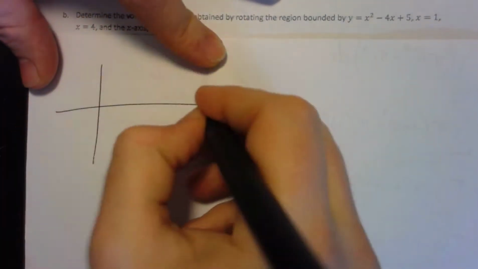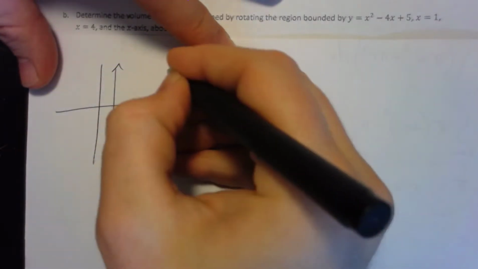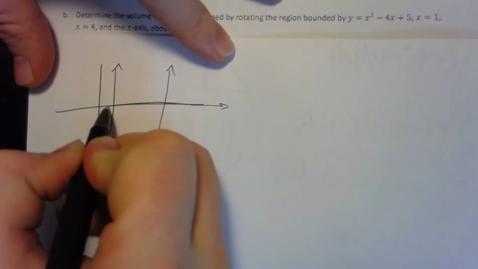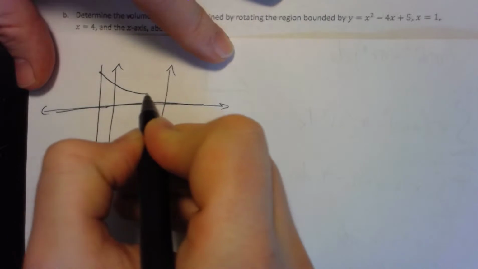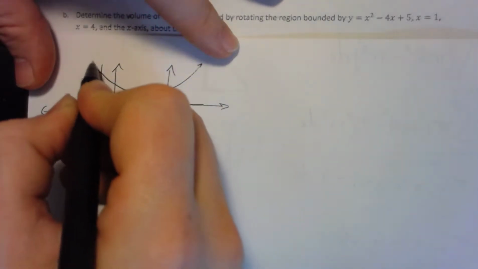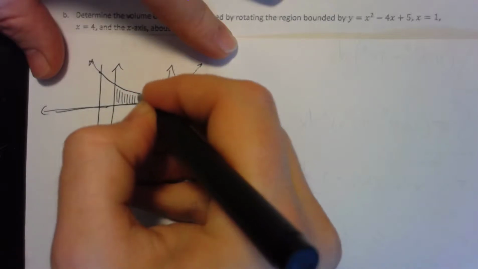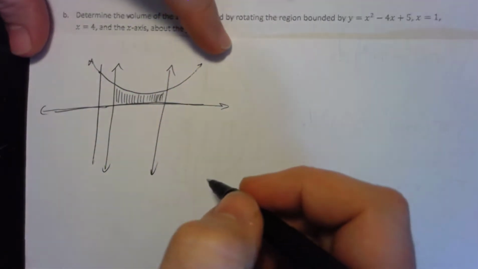So first off, we'll go ahead and graph this function to the best of our ability. There's x equals 1, there's x equals 4. We'll have the x-axis, which is right about here. And then finally the quadratic, which is going to sit something like this. You'll notice that the quadratic is on top of the x-axis the entire time, so that's how I would want to cut this particular space.